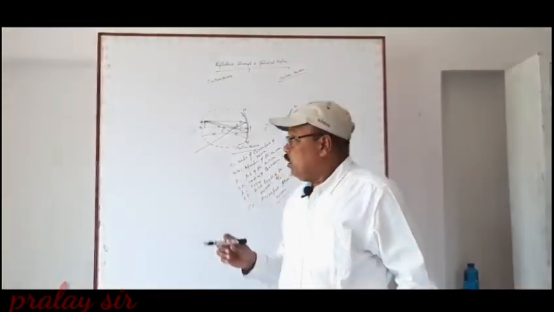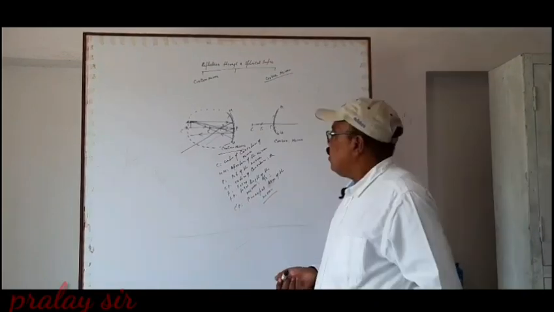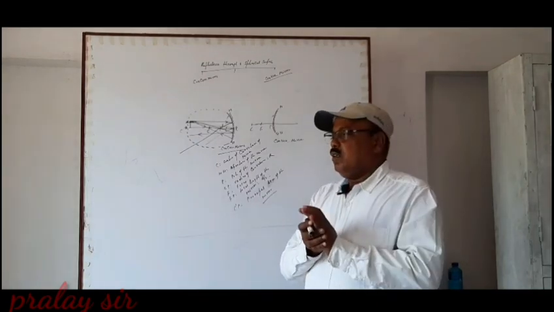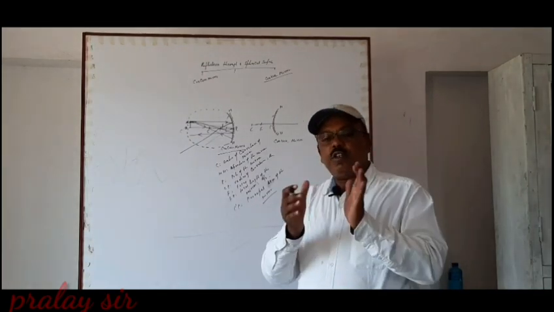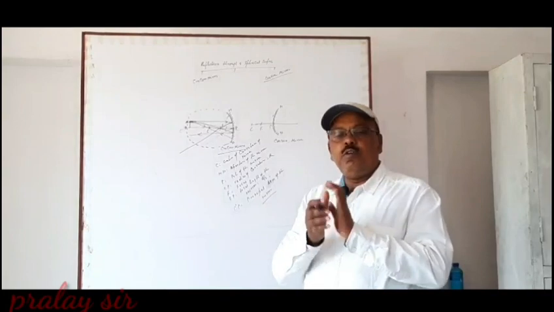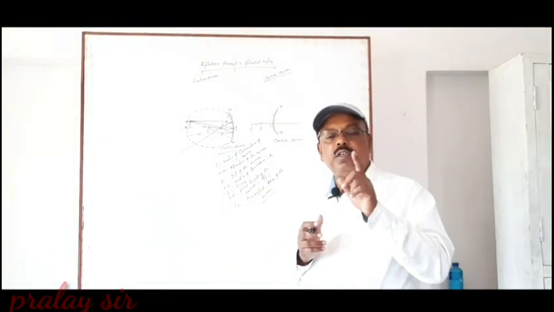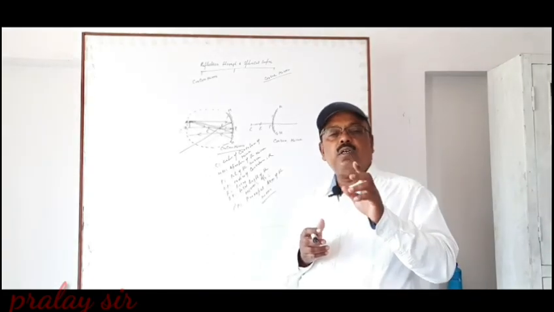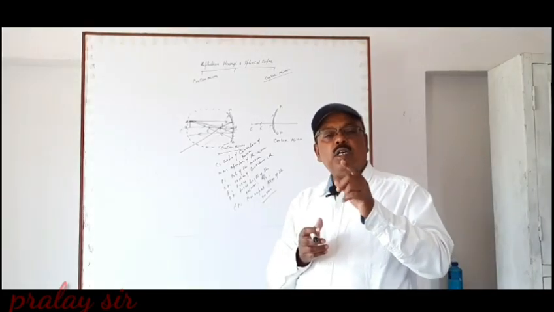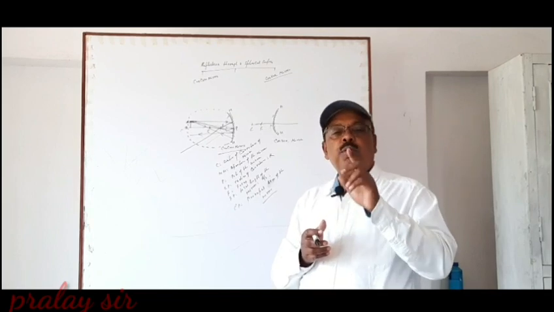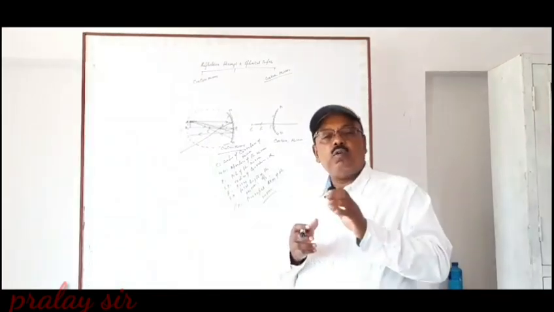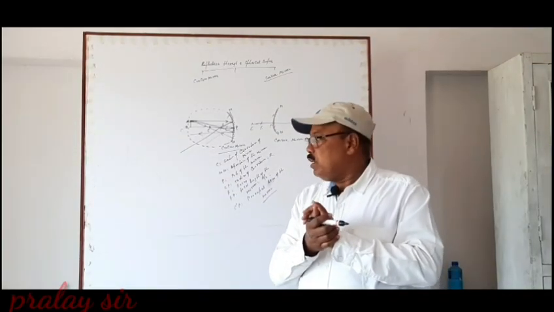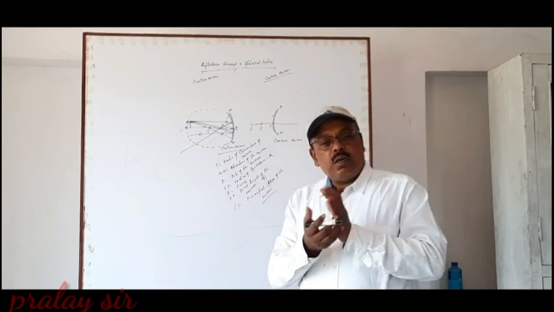Sometimes it is asked, if you are keeping your object at infinity, what should be the nature of the image formed by the concave mirror? If you are keeping your object between infinity and C, the second case, if you are keeping your object at C, between C and F, at F, or between F and pole, what is the nature of the image? We just have to draw one by one, and then you can say what the nature of the image should be.